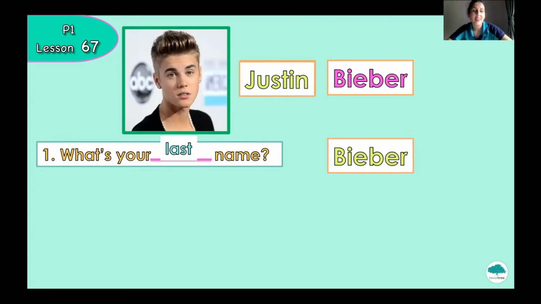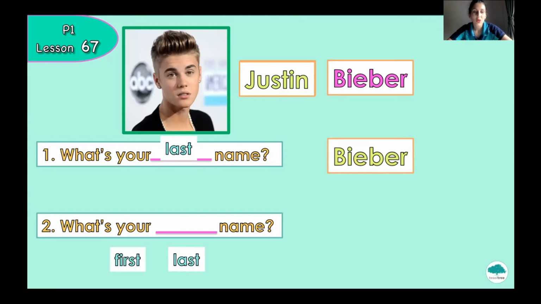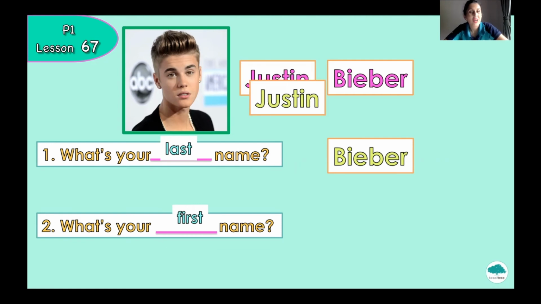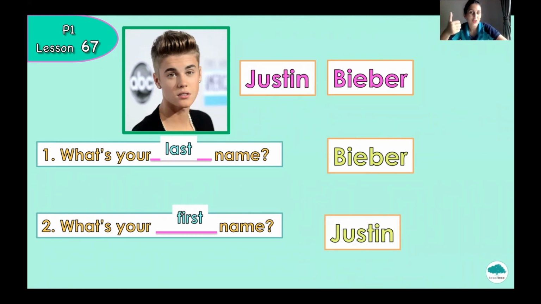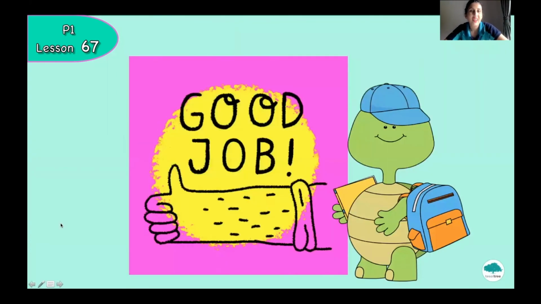Okay, fine. And question number 2. Now, what do you want to choose, first or last? Are you interested in the first name or last name? First name, okay, because we have already asked about the last name. And question number 2, let's read it. What's your first name? So we have to choose between Justin and Bieber. We know that Bieber is a last name, so Justin is the first name. Good job, Justin Bieber. Okay, thank you for doing this activity together, P1.